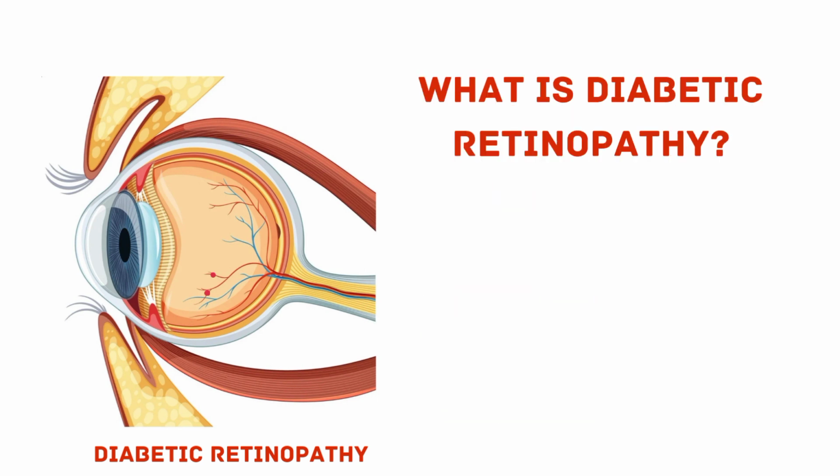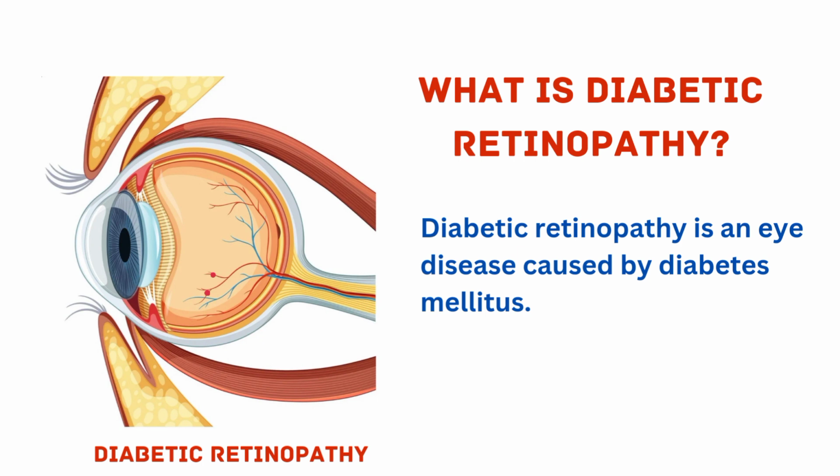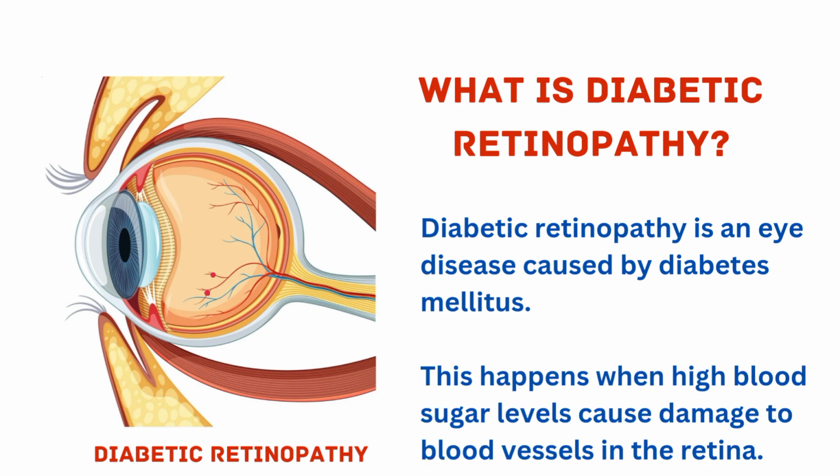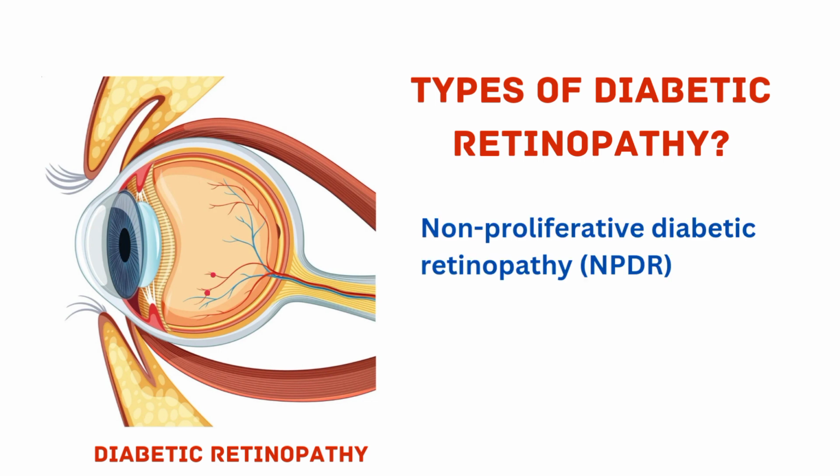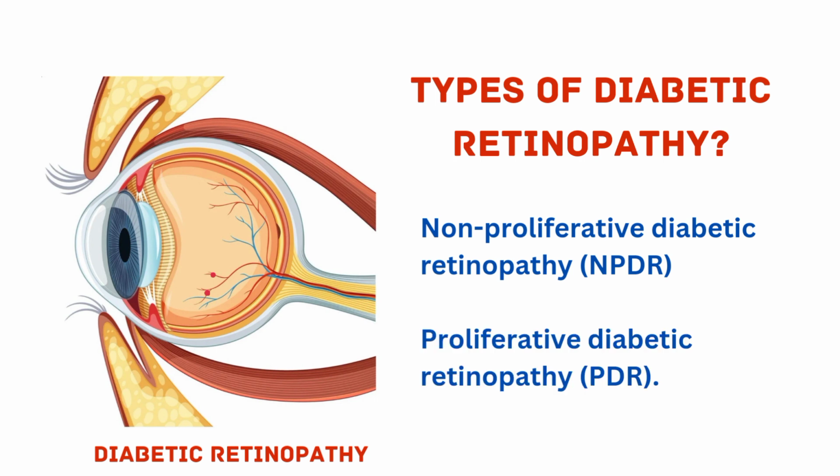What is diabetic retinopathy? Diabetic retinopathy is an eye disease caused by diabetes mellitus. This happens when high blood sugar levels cause damage to blood vessels in the retina. There are two types of diabetic retinopathy. The first one is non-proliferative diabetic retinopathy and the second one is proliferative diabetic retinopathy.